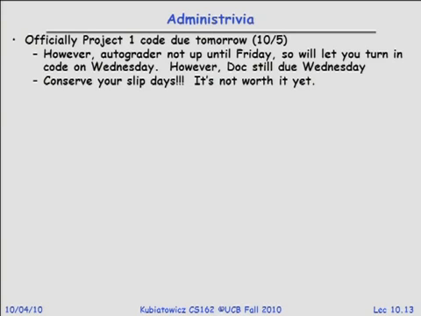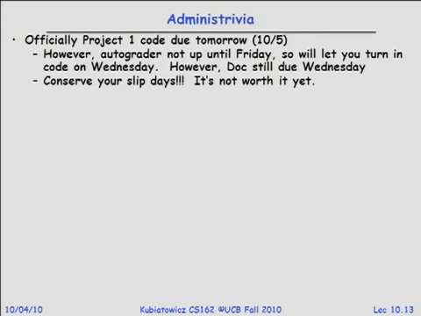Are people okay with that? Sorry about the autograder. We'll make sure that it comes up earlier next time. Okay? Don't use slip days. That would mean don't turn it in on Thursday. I would hope you don't do that. You're welcome to, but that would be a bad use of a slip day. I'm giving you a free slip day, kind of. Okay.